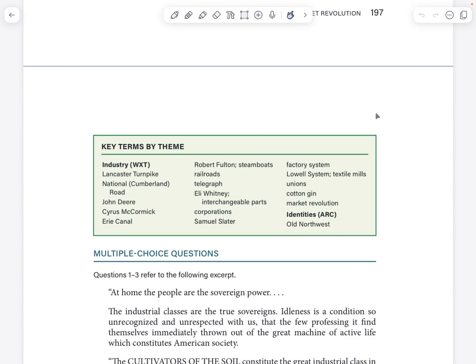Key terms by theme. Industry. Lancaster Turnpike. National Cumberland Road. John Deere. Cyrus McCormick. Erie Canal. Robert Fulton, steamboats. Railroads. Telegraph. Eli Whitney, interchangeable parts. Corporations. Samuel Slater. Factory system. Lowell system. Textile mills. Unions. Cotton gin. Market revolution. Identities. Old Northwest.